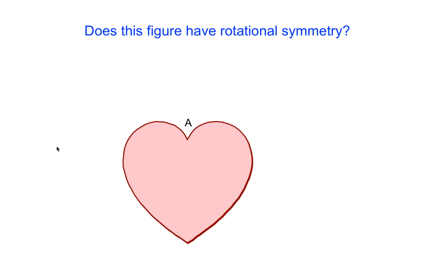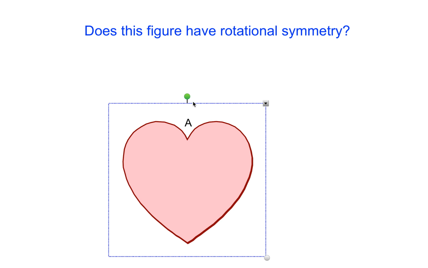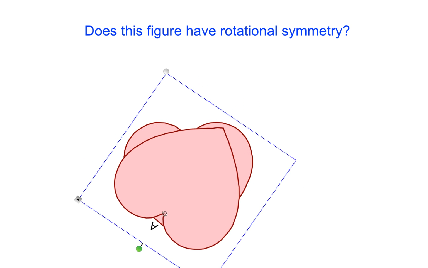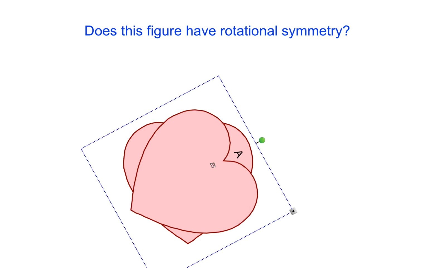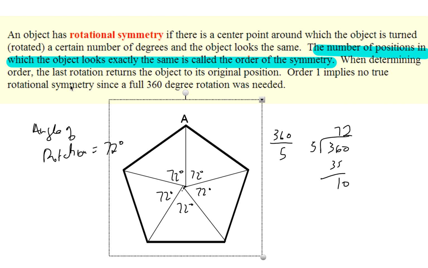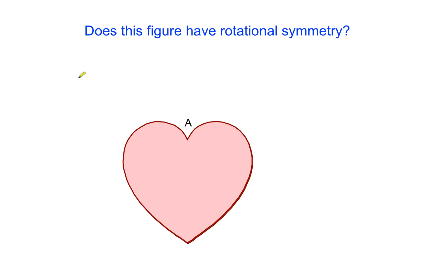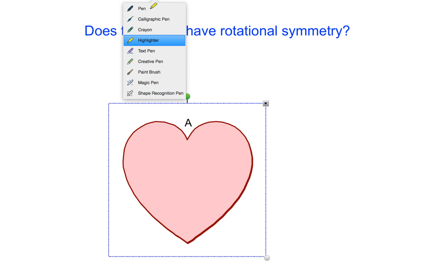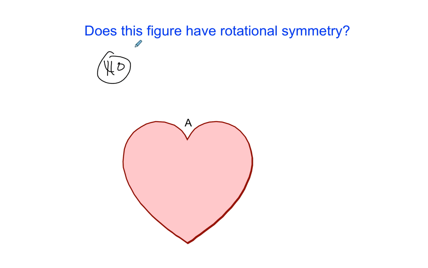Let's see what we mean. So, does this figure have rotational symmetry? Well, let's see. I'm going to try to rotate this a certain number of degrees, fewer than 360, and let's see if it maps onto itself. No, still not. Now finally did. But the thing is, the order was 1. So this really does not have rotational symmetry, because remember, order 1 implies no rotational symmetry since a full 360-degree rotation was needed, and that's exactly what was needed here. So the answer is no. No, it does not have any rotational symmetry.